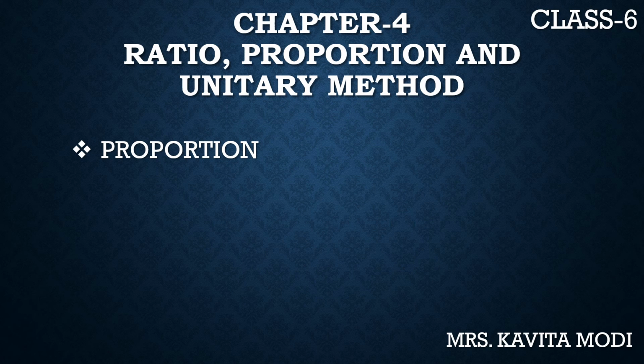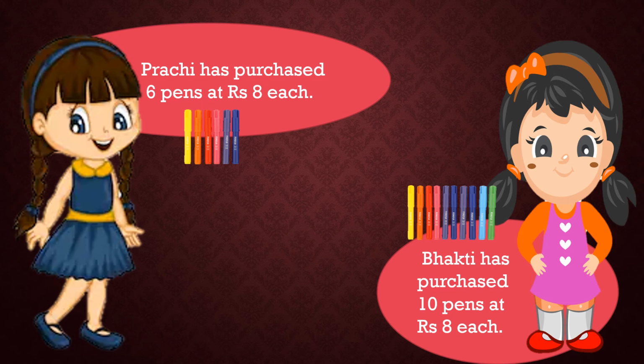Today we are going to continue chapter 4, ratio, proportion and unitary method. In this chapter our topic is proportion. See, Prachi has purchased 6 pens at rupees 8 each and Bhakti has purchased 10 pens at rupees 8 each.